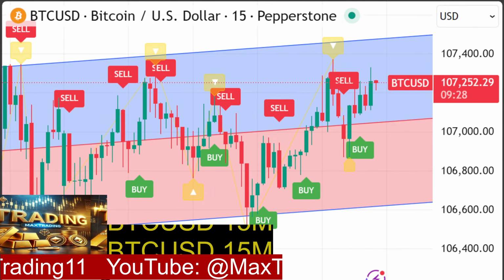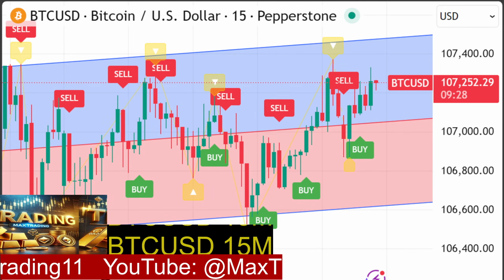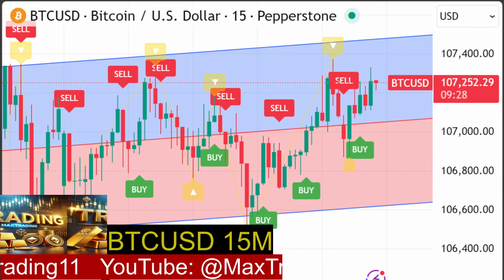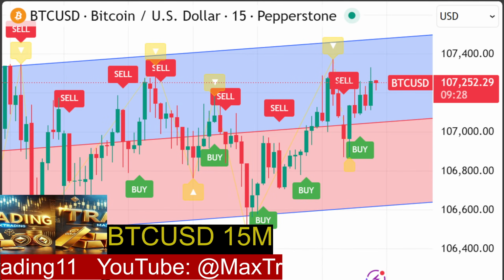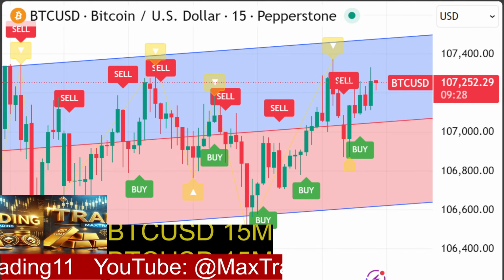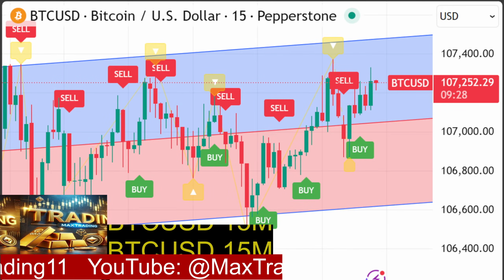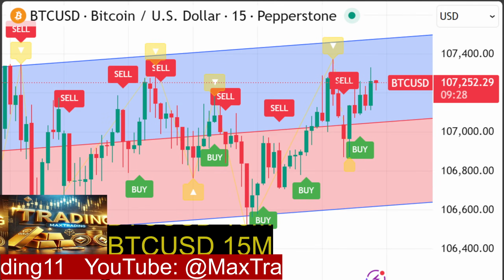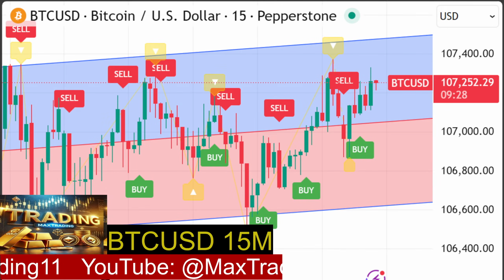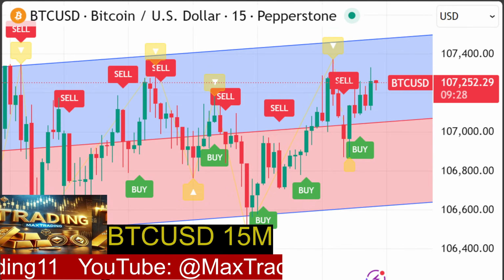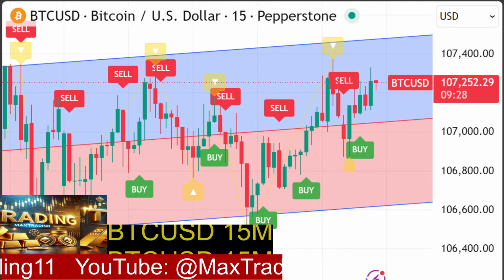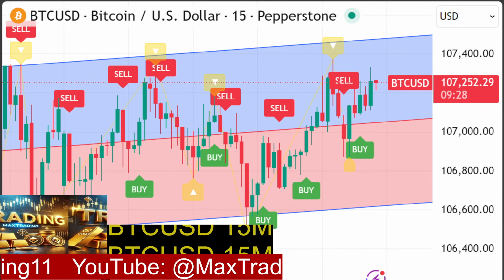Each corrective phase is neatly captured by the zigzag indicator, marking potential support areas. When the price touches the lower channel boundary and a buy signal appears, the likelihood of an upward move increases, especially when accompanied by higher lows in the zigzag sequence.